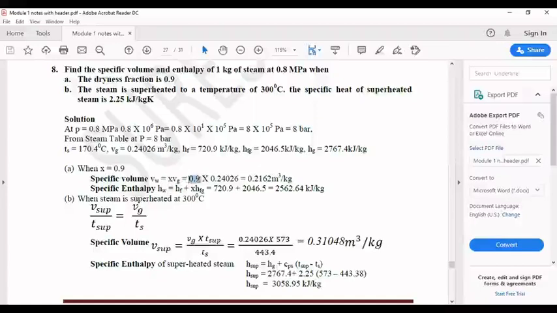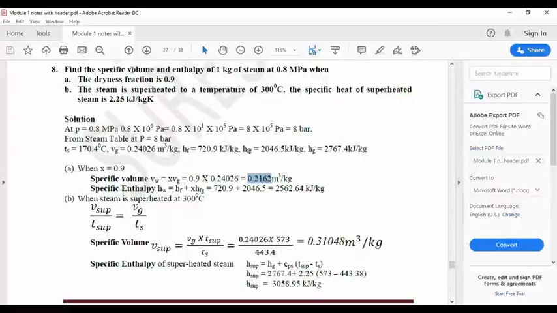X is what? 0.9 they have mentioned. Vg I got from the steam table, that is 0.24026. That value I have substituted here. Directly I'll get this answer. Okay, remember you refer to the wet steam formula table which I have given in the last video.